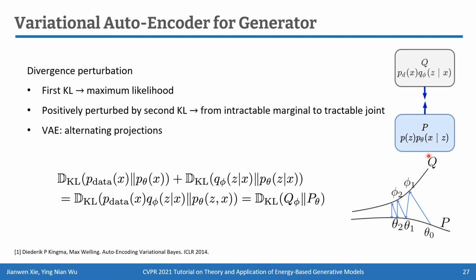First, a little bit of notation. Again, we have P z as a prior for the noise vector, and then P theta x given z defined by the top-down generator network. This gives us the joint distribution of the observed x and the latent code z. Okay, and we call this joint distribution P.